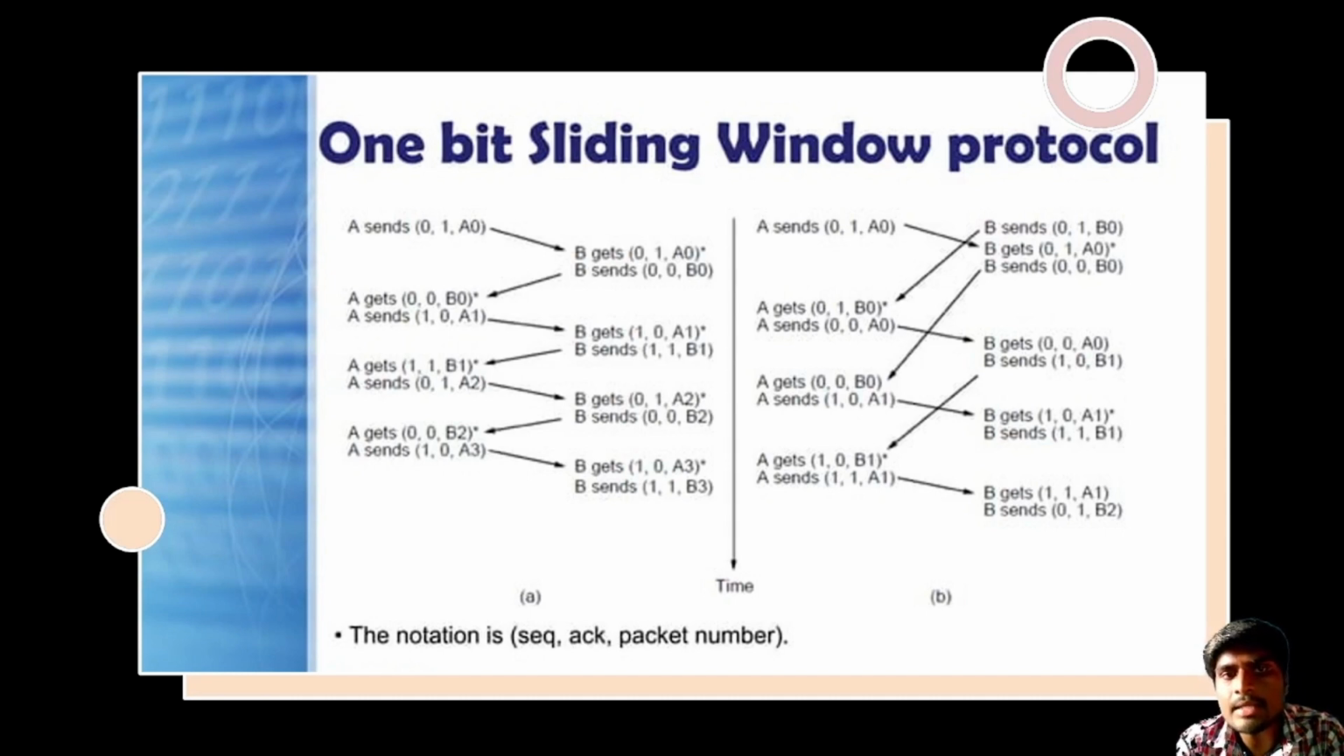Then the index is incremented, and A sends 1 comma 0 comma A0. A0 is the acknowledgement it gets, and it will transfer the next frame. Then B gets 1 comma 0 comma A1. The process goes on until the end. In this image we have used the notations SEQ, acknowledgement ACK, and packet sequence numbers.